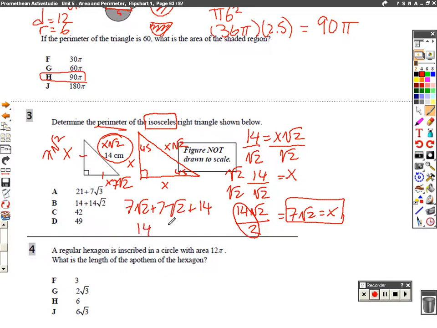I've got 14. I'm going to move that to the front. And 7 and 7, that's 14. So I've got 14 root 2s. I can add the radicals because they have the exact same radicand. So that would be option B.